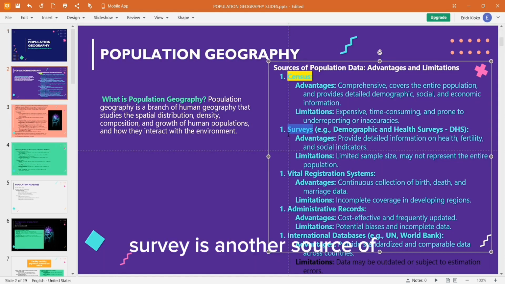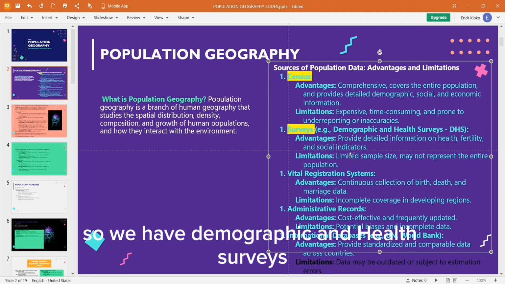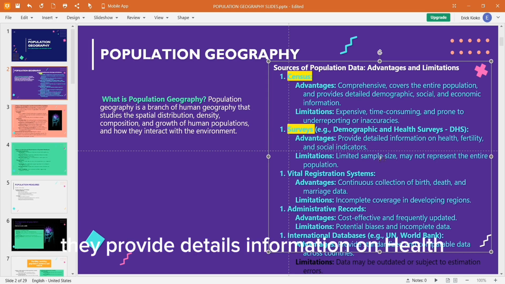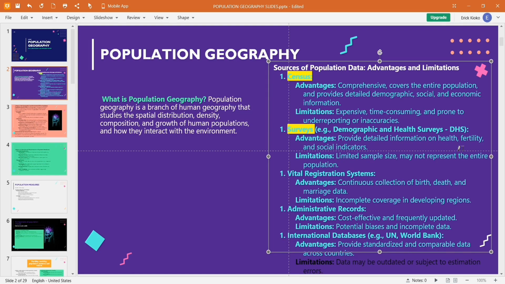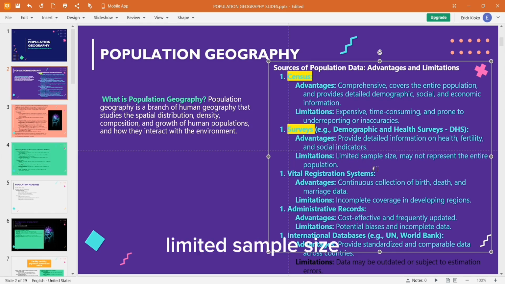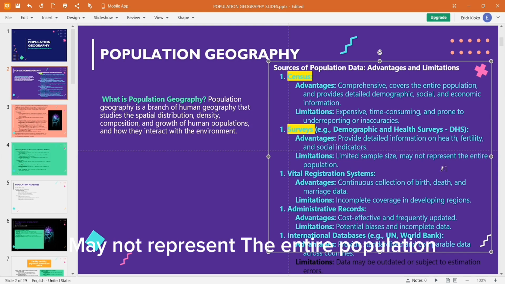surveys. Surveys are another source of population data. So we have demographic and health surveys. Advantages: they provide detailed information on health, fertility, and social indicators. Limitations: limited sample size, and they may not represent the entire population.